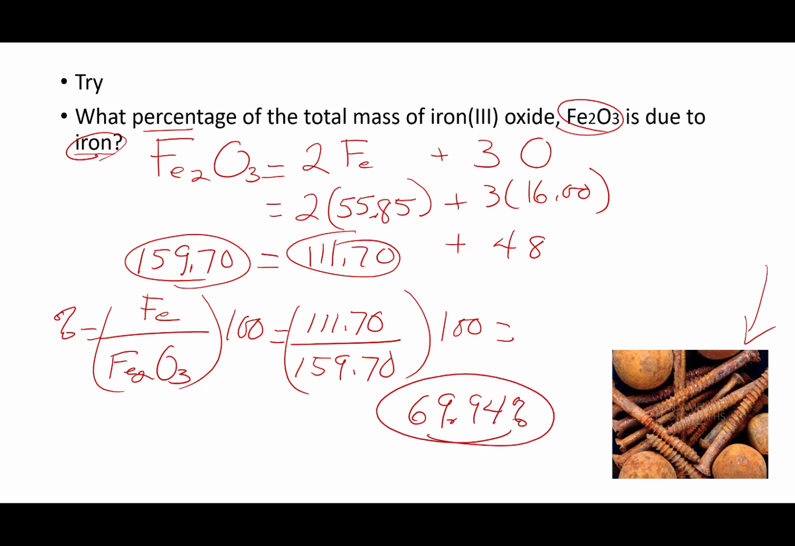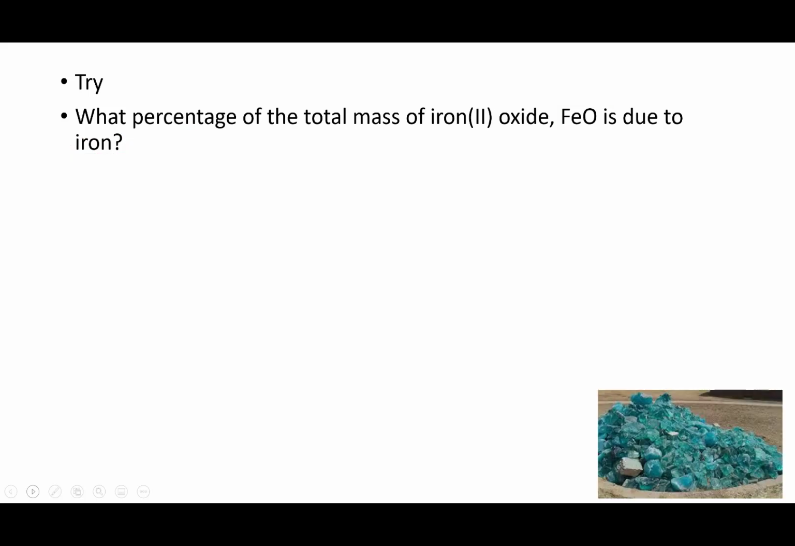Okie doke. If you had one of these on a quiz, could you do this? Probably. If you think you got it, grand. If not, or you feel a little insecure, let's do one more. And for this one more, here's my question. There's another form of iron oxide, iron 2 oxide, which is this lovely aqua blue color. And let's figure out what's the total percentage of iron in this compound. Hit pause, try this, and then we'll do this together.